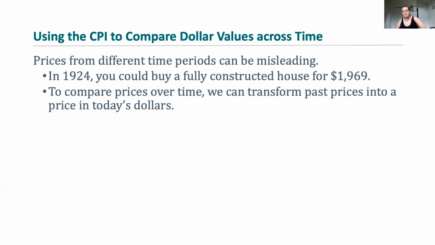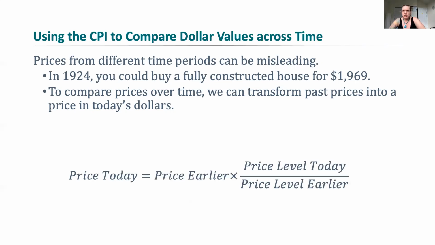So sometimes it's useful to compare prices over time, right? Sometimes you might hear, someone who had $1 million in 1990, what would that be today? What we can do is take the earlier price and adjust it for differences in price levels. So we're essentially adjusting the past price for inflation to see what that price would be in today's dollars.